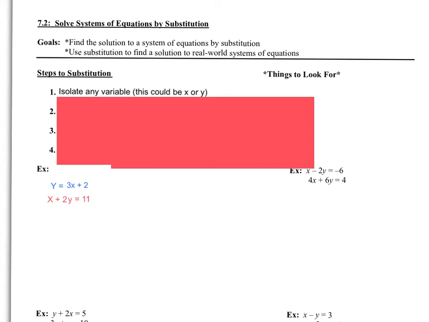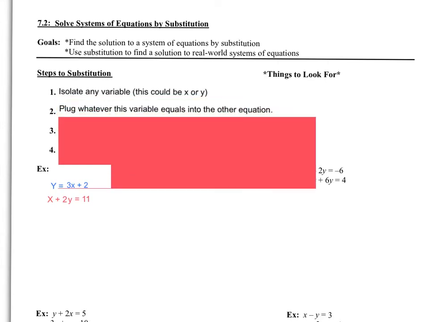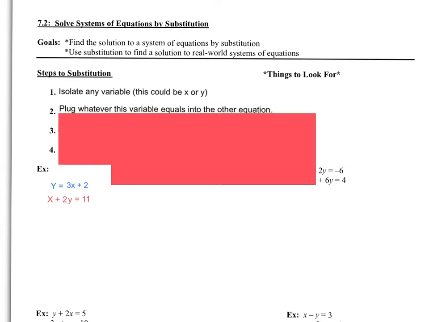So we're going to move on to step 2, which says plug whatever this variable, that's talking about the isolated variable, into the other equation. So if you look at our first equation, that's the one that's y is isolated, so we're going to plug this in here. So the blue, what that really says is everywhere you see a y, you can substitute in its place a 3x plus 2, because that's what y is equivalent to.